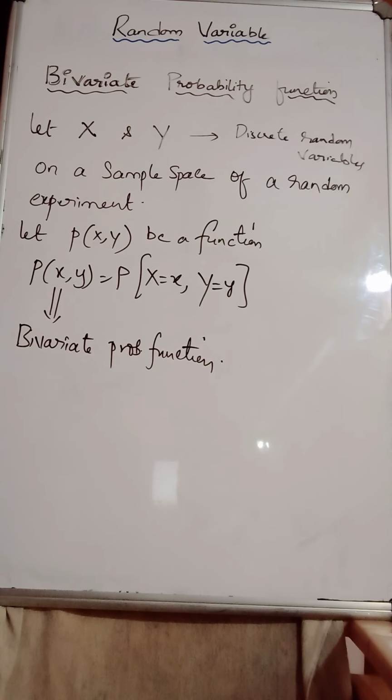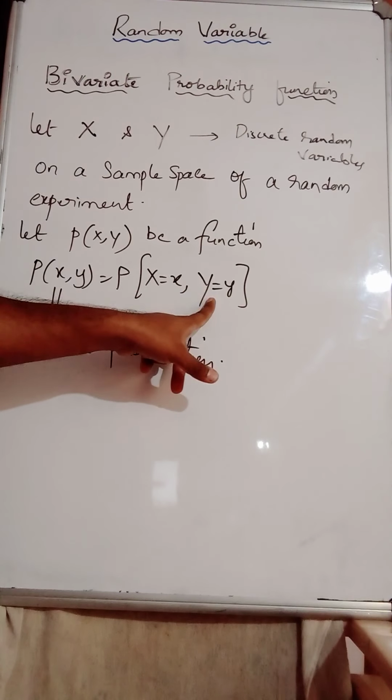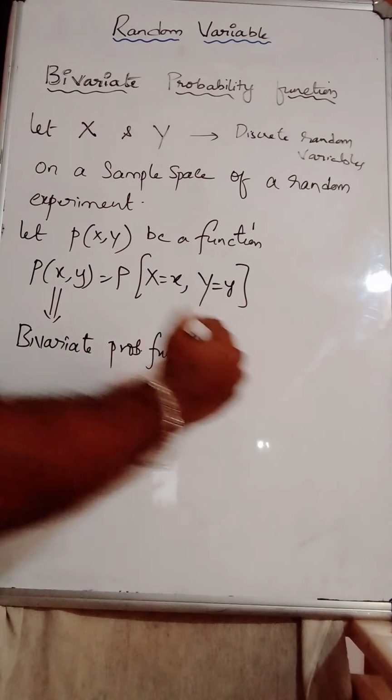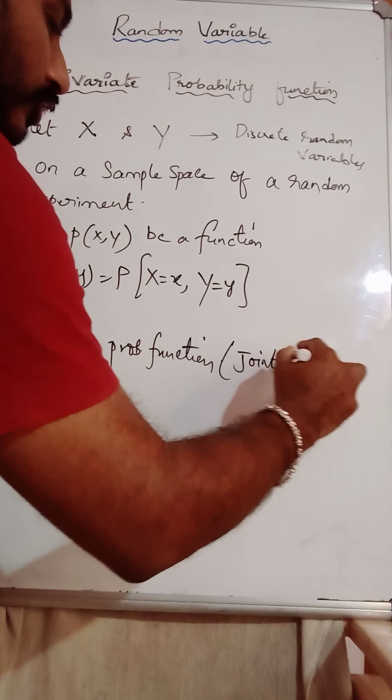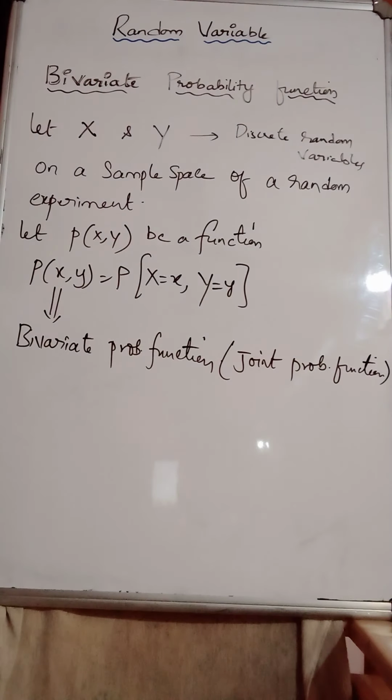If there are two discrete random variables on a sample space of a random experiment, then the probability of x, y be a function which takes p of capital X taking the real value small x, and capital Y taking the real value small y. Then this function we call it as a bivariate probability function. Clear? And we can also call it as a joint probability function. This probability of x comma y, we call it as a joint probability function.